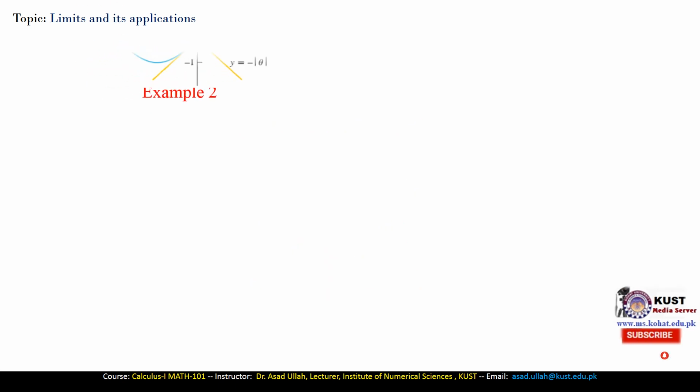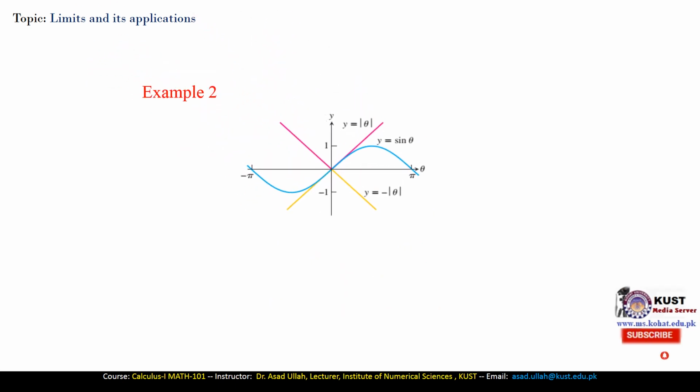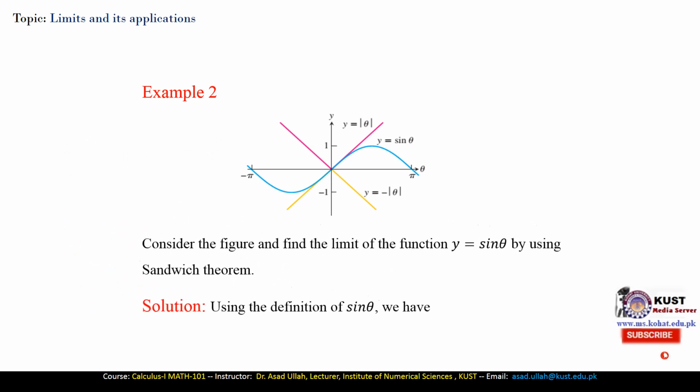Now, continuing the applications of the sandwich theorem, in example number 2, we are given a graph of three different functions in which y is equal to absolute of theta and y is equal to minus absolute of theta are plotted, and the graph y is equal to sine theta is plotted in between the two graphs. Now, what we will do, we will find the limit of the function y is equal to sine theta as theta tends to 0.